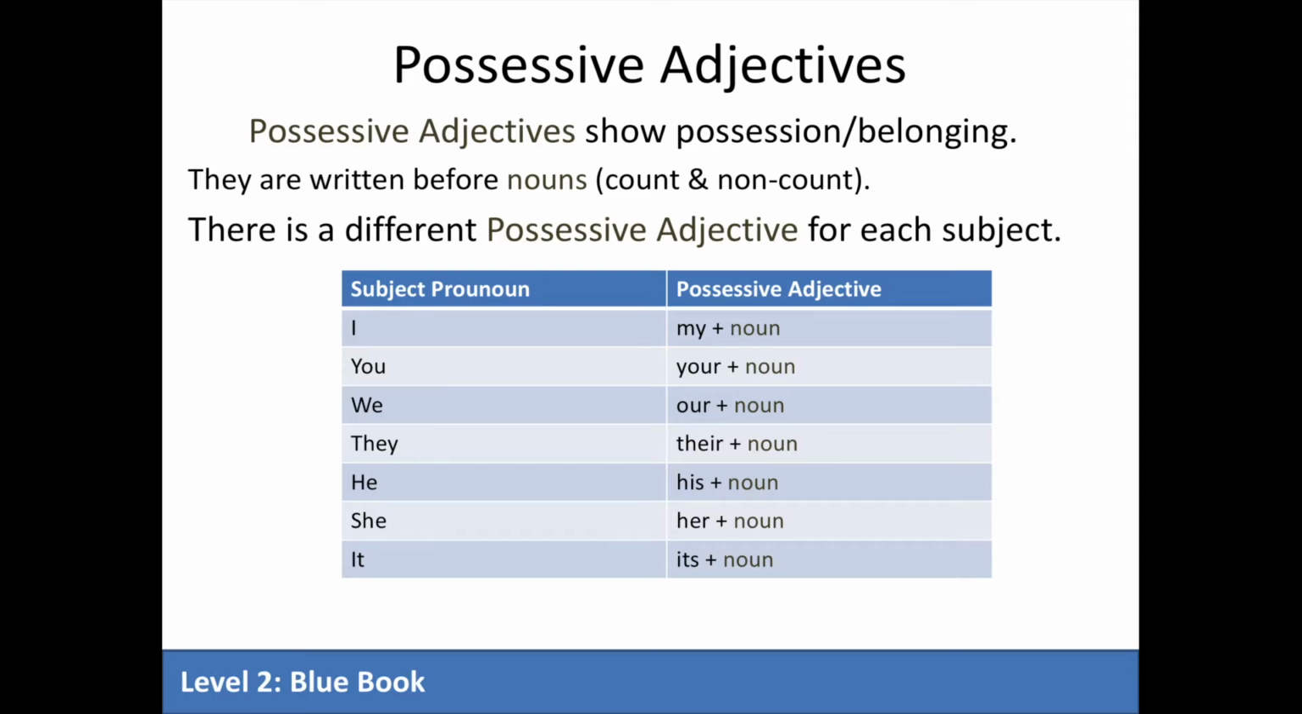In English, we have possessive adjectives, and we use them to show possession or belonging. They're written before nouns, both count and non-count nouns. And we know the different possessive adjective is connected to a different subject. Here you have a chart. Take a moment and pause the video to try and memorize the chart. Even practice writing a few sentences using some possessive adjectives.